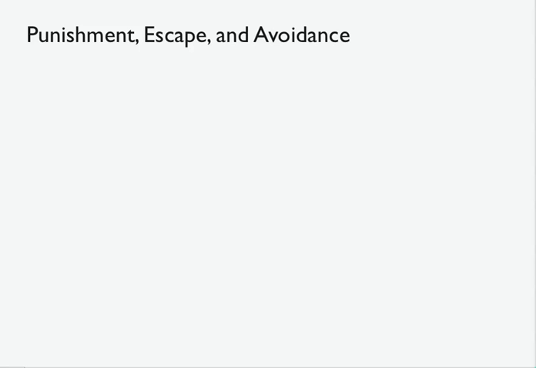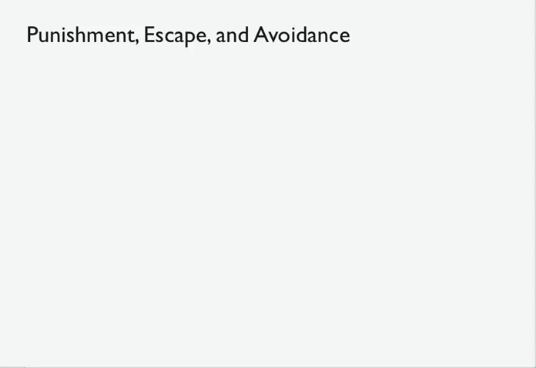Last session, we talked about reinforcement and the schedules of reinforcement. Now we're going to complete the range of possible ways in which the environment can control behavior by looking at what is almost like the flip side of reinforcement, which is punishment, and complete it with escape and avoidance.